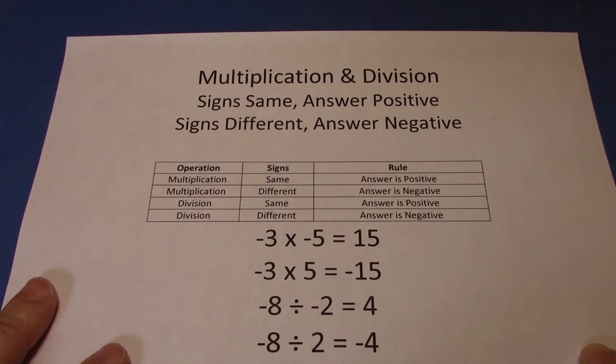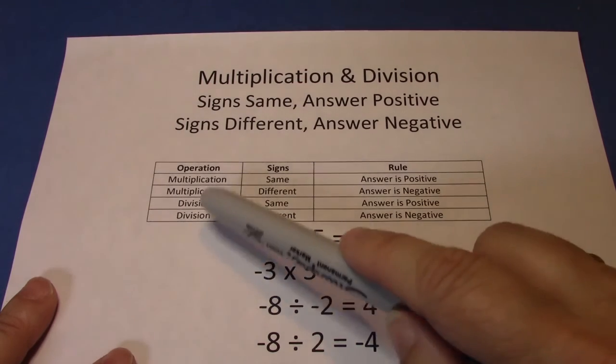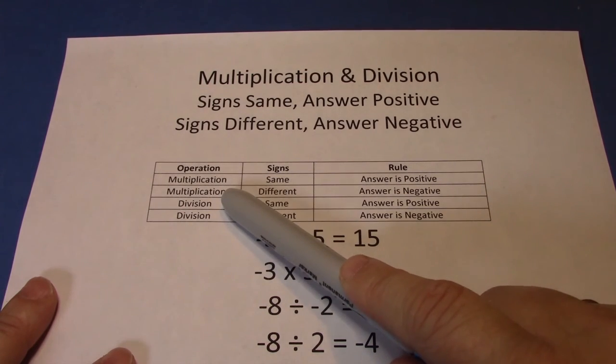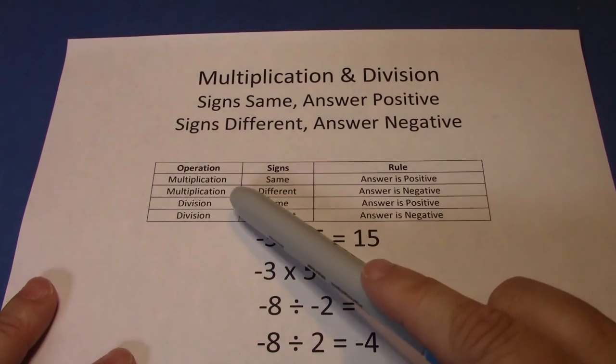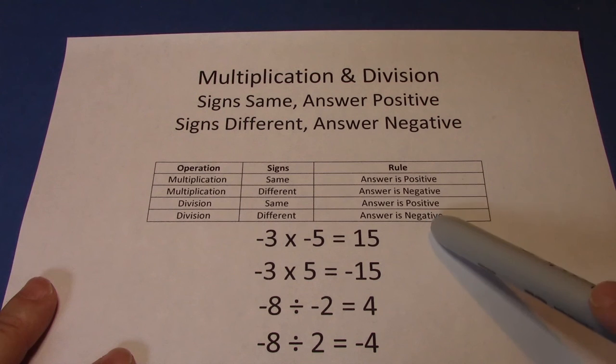So now let's think about multiplication and division with positive and negative numbers. The rules here are pretty simple. When you're multiplying or dividing numbers and their signs are the same, your answer will be positive. When their signs are different, the answer will be negative. So, whether it's multiplication or division, signs are the same, answer is positive. Signs are different, answer is negative.